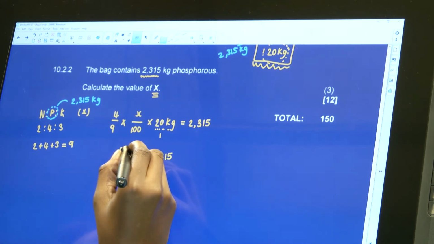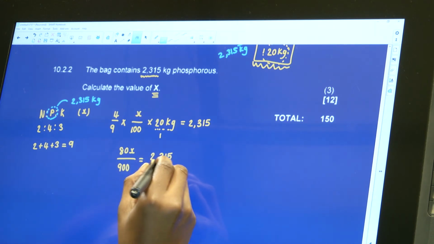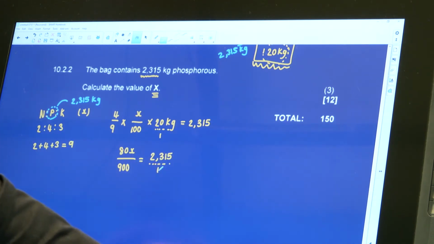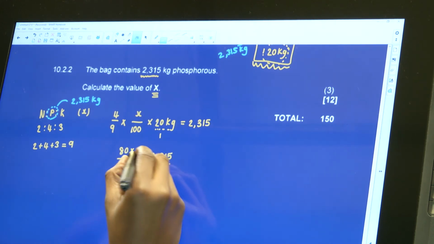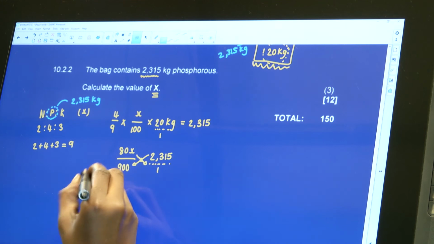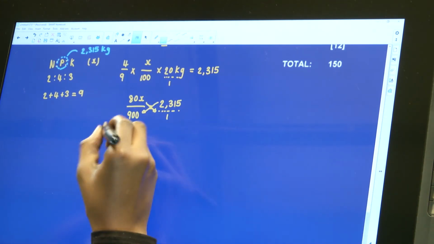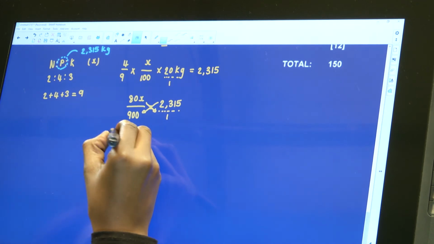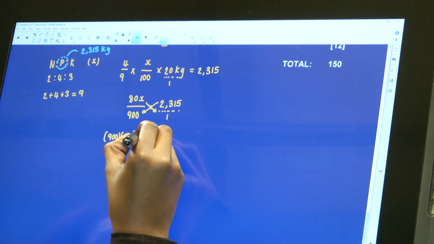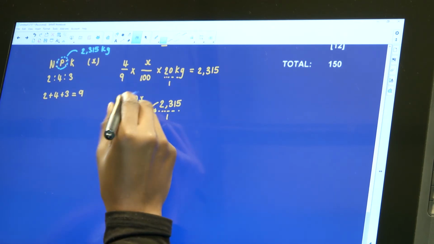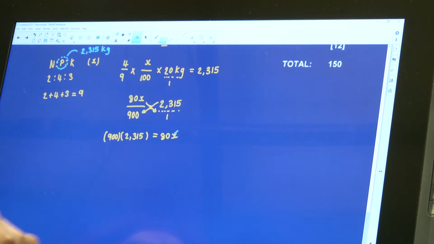But now remember, I'm not done yet. I must still solve for x. If I'm working with a fraction on this side and a whole number on this side, I'm going to put this one over 1. And according to mathematics, I can therefore cross multiply. I'm going to multiply this with that, and this with this. I actually want to work it out, so I just put it in the calculator once. So I'm going to have 900 multiplied by 2,315. And I'm going to have 80x multiplied by 1, which is 80x, yet I'm not done.